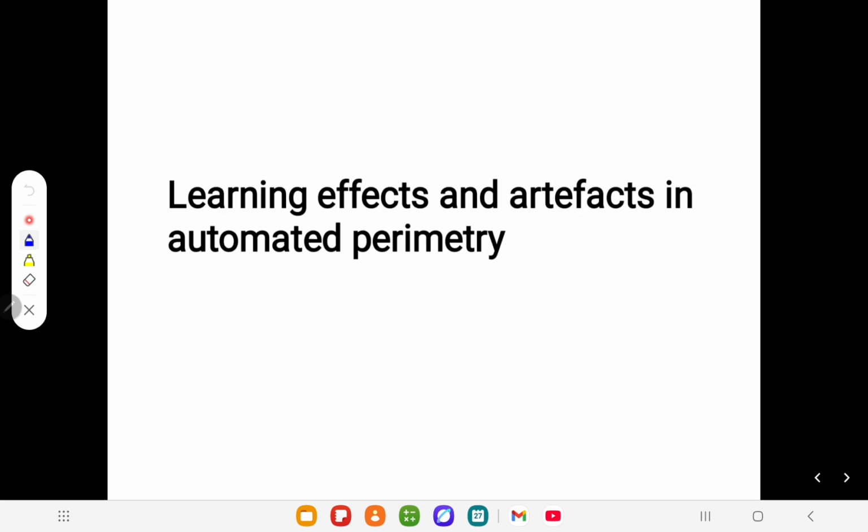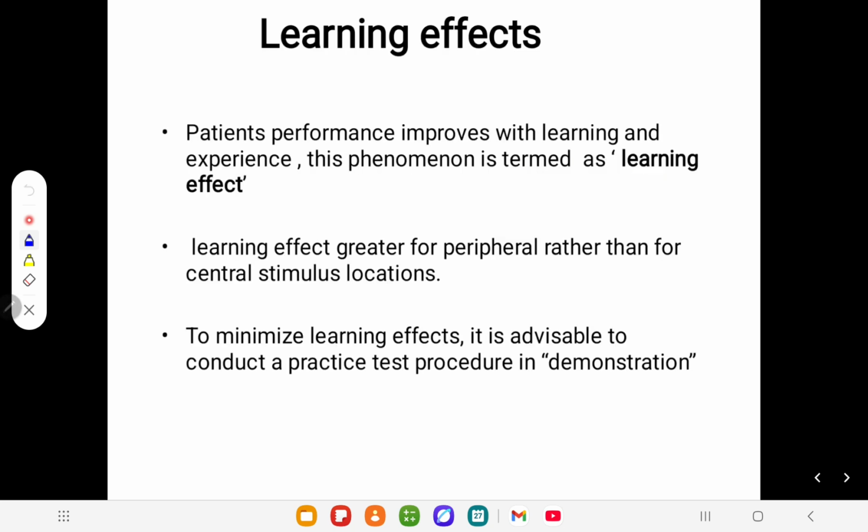So now let's move to the rest of our chunk of the video, that is learning effect and artifacts of automatic perimetry. So first there is the learning effect, meaning the patient's performance improves with learning and experience. This phenomenon is called the learning effect, isn't it? The first time you put your head into the machine, there are a lot of things going on, the patient doesn't know how to respond, and doesn't know the pattern. So with time it begins to become better. The learning effect is greater for the periphery rather than the central stimulus location. It's very important.